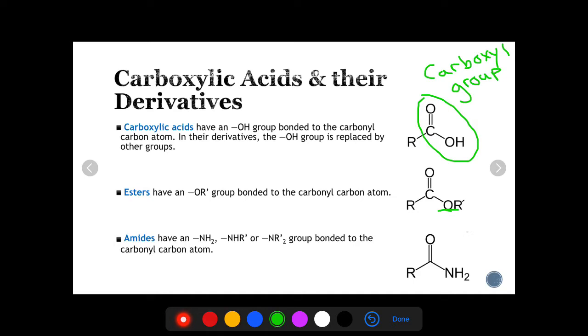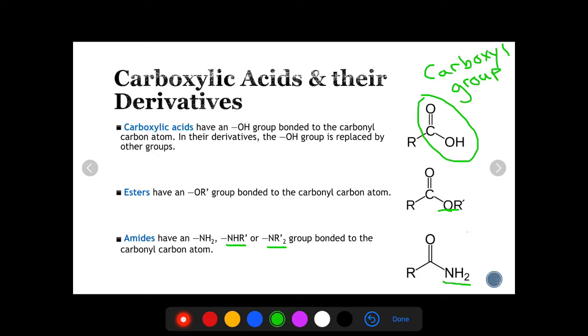And then amides have the carbonyl group and then an N bonded to the carbon in the carbonyl group. The N can have either two hydrogens attached to it, or a hydrogen and an R group, or no hydrogen and just two R groups. So we'll look at the difference there. Thinking back to amines, this isn't an amine, it's an amide, but if it's not hydrogen, then those are the groups that are substituted for the hydrogen.